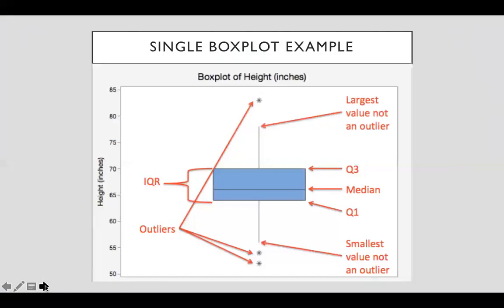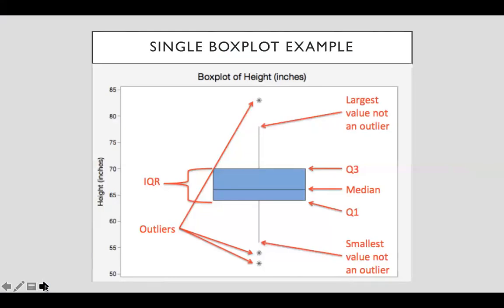So moving on to lesson 3. Here I just put an example of a single box plot, and it shows some of the most common things you'll see on a box plot. Starting from the top, I'll walk you through what I see here. At the top, you see the little star, the asterisk. Those represent outliers. You see 1 on the top and 2 on the bottom.